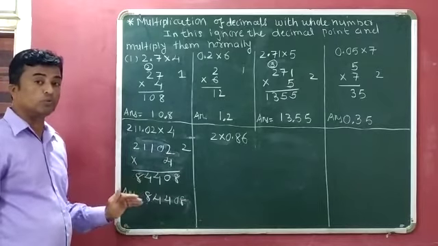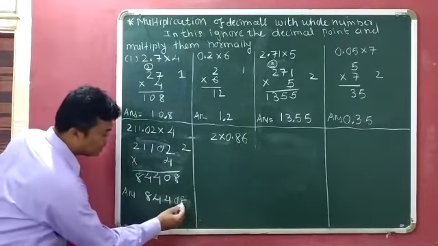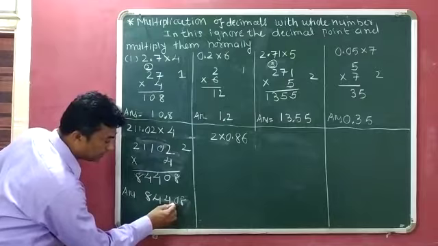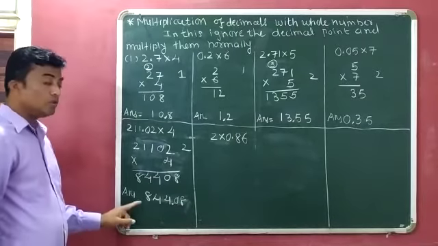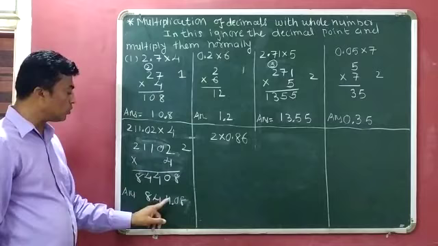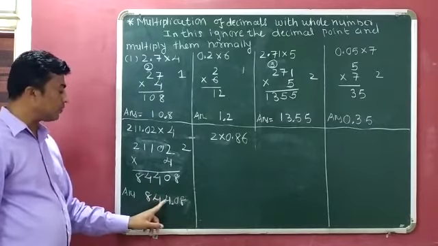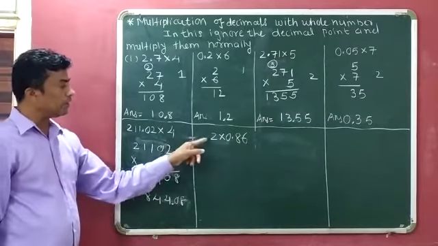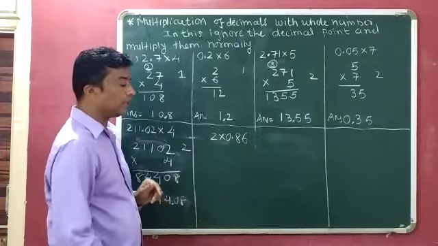Now I am counting 2 digits from right hand side of the answer. So see 1 and 2 and then I can write the decimal point here. So the final answer is 844.08. Now next, 2 multiply 0.86.